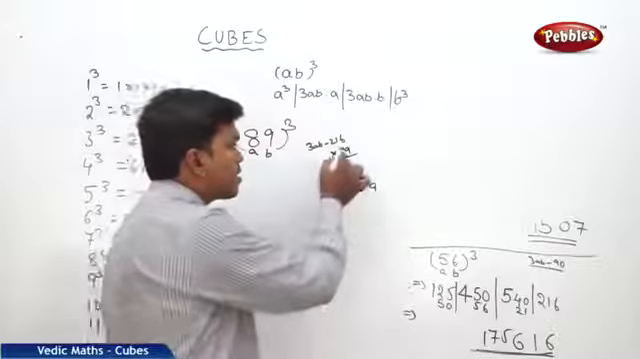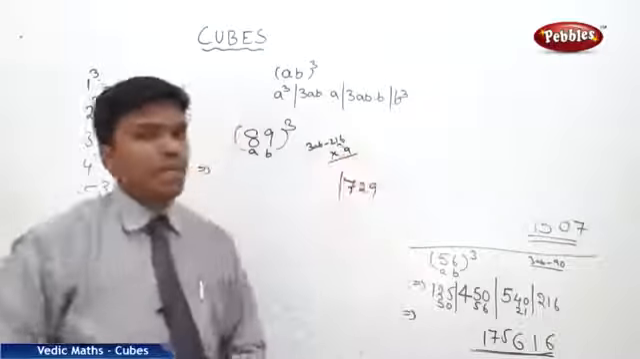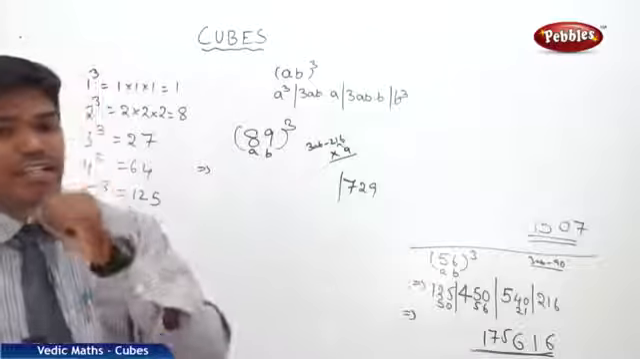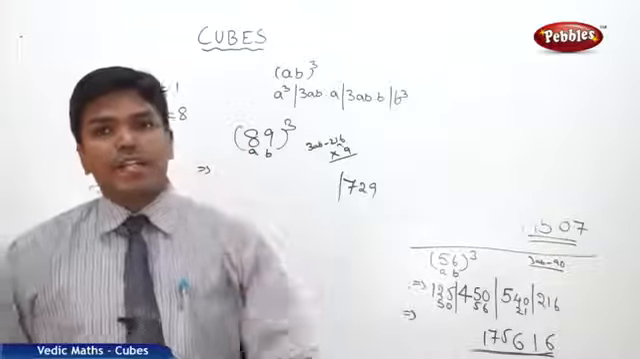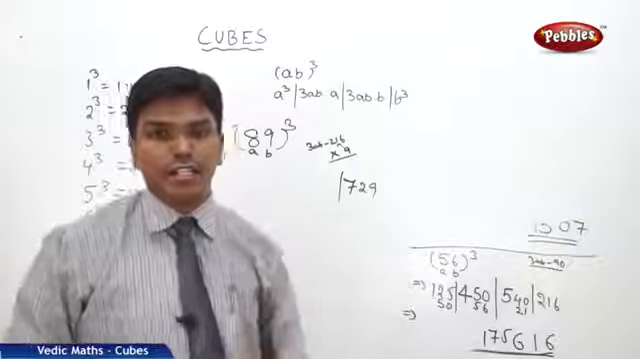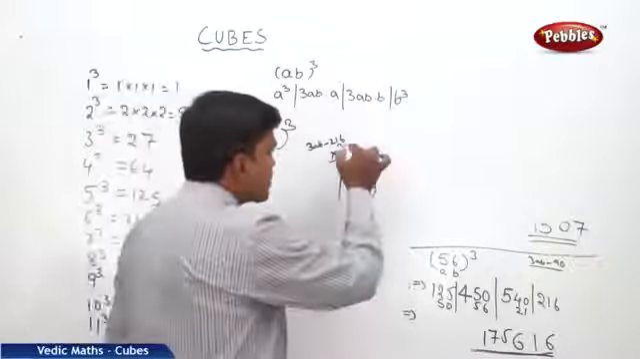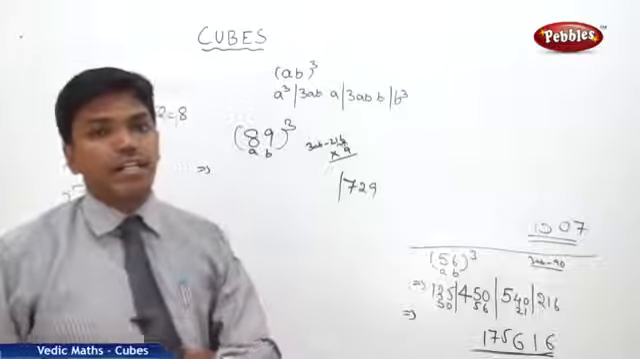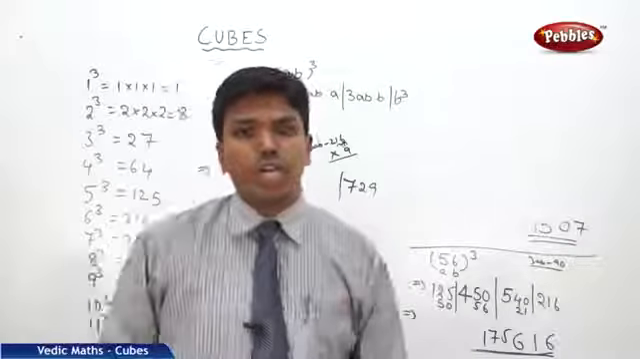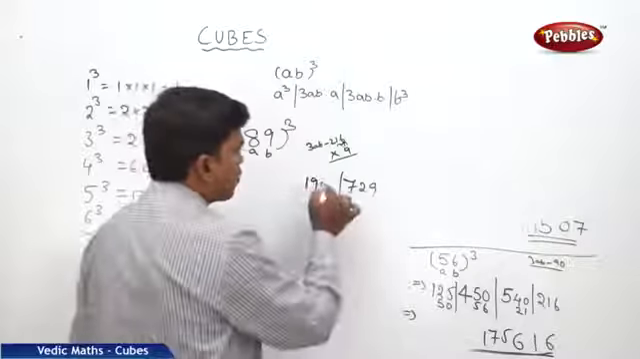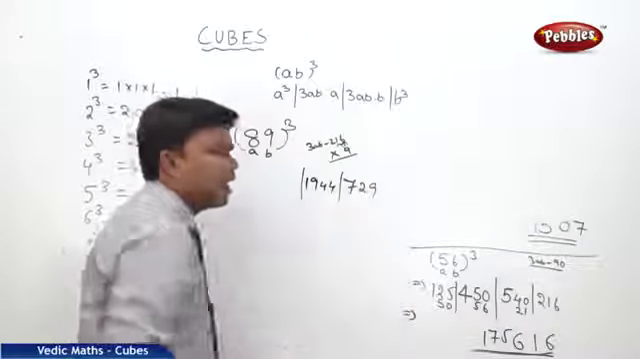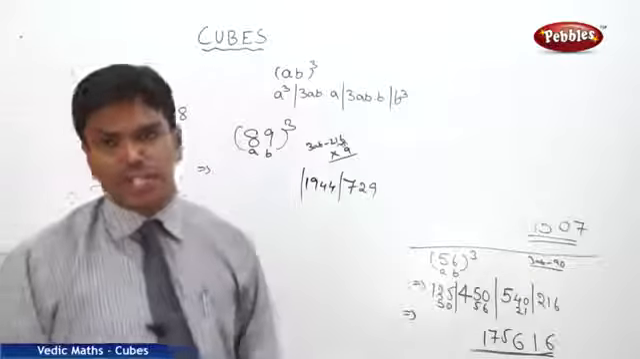Now what is 9 1s are? 9. But don't take it as 9. Take it as 90. So 1800 plus 90, how much? 1890. 1890 plus 54, how much? 1944. This you need to calculate in the mind. You will be able to calculate once you get the practice.